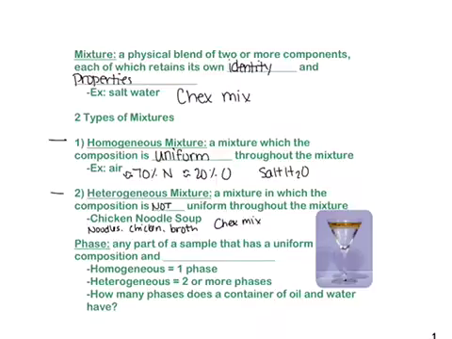So a phase is any part of a sample that has a uniform composition and properties. In a homogeneous mixture, there is one phase. In heterogeneous mixtures, there's two or more phases. So if we look at this image over here, we have oil mixed with water. And so there would be the oil phase up top and then the water phase on the bottom. So there would be two phases. Since there's two or more phases, it would make this mixture heterogeneous.